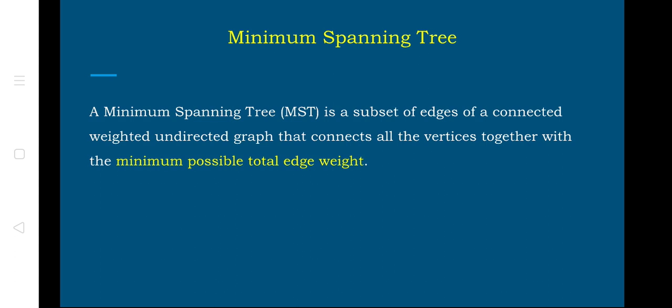Okay, that means here it's a subset of the edges. That means the minimum spanning tree is a subset of the edges of a connected, weighted, undirected graph. That means it is weighted and there is no direction. That means the directions are bidirectional. That means the edges are connected to one another. So these edges connect all the vertices together with the minimum possible edge weight. Here the edge weight may be the distance taken to travel or the time to do some process or any unit. So when the unit is minimum, that spanning tree is called the minimum spanning tree.